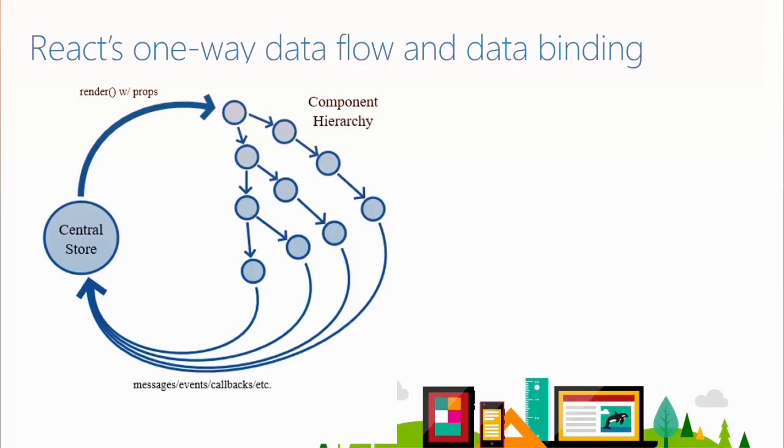The way that the data will flow in React is it'll actually flow in one direction only. And basically, when we call render with props.